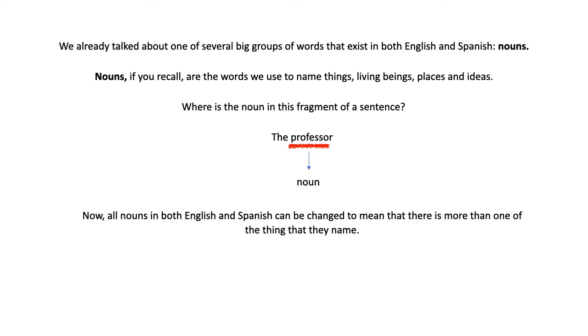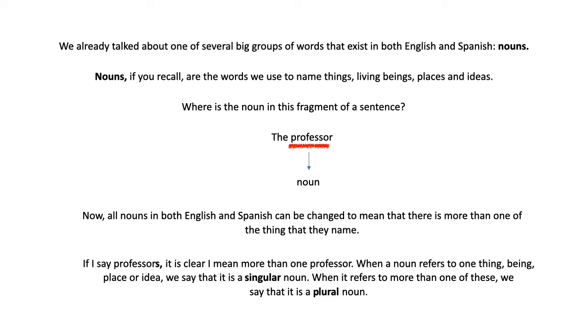Now, we can say professor, or we can say professors, right? All nouns in both English and Spanish have a slightly different form that is used to signal that we're talking about more than one thing. If I say professors, clearly I mean more than one professor, right?